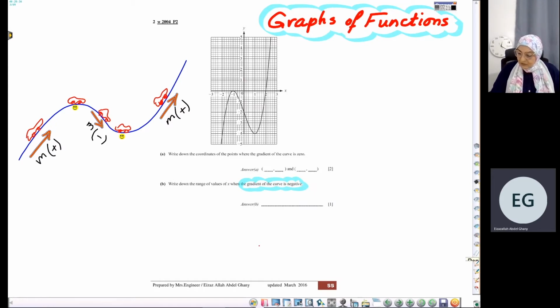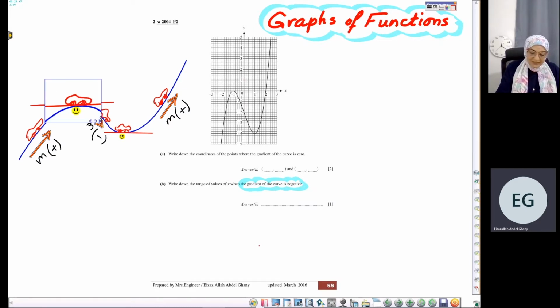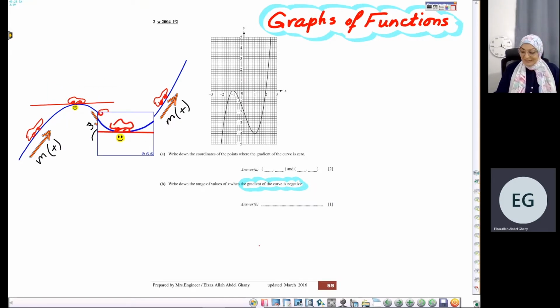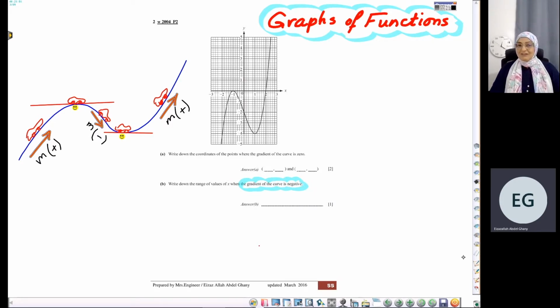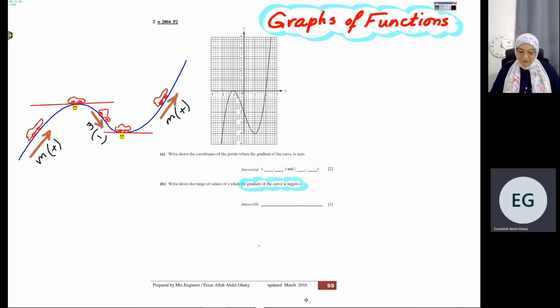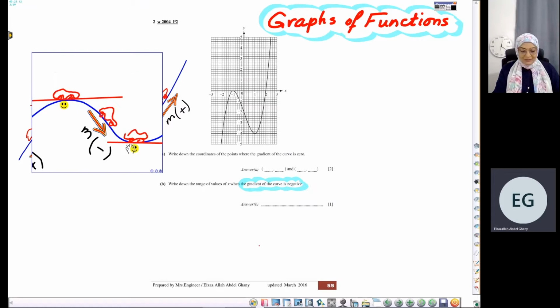So when we take a tangent to the curve exactly at the top of the hill or at the bottom of the valley, at these 2 points where there is a smiley, can you see the smiley? The gradient of the tangent to the curve at the bottom of the valley or at the top of the hill will be zero. Gradient of the tangent to the curve here and there is zero.